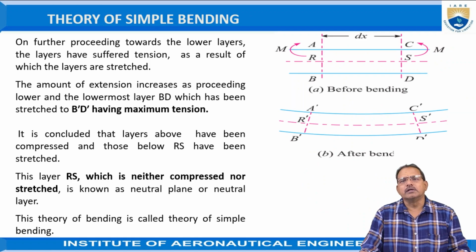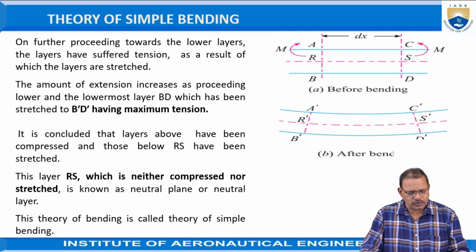So it is concluded that the layer above has been compressed maximum, and the layer below RS has been stretched, that means extension is taking place. The layer RS is neither compressed nor stretched. Hence, this layer is called the neutral layer, or the plane which is passing through it is called the neutral plane. This is the theory of bending. It is also called the theory of simple bending.